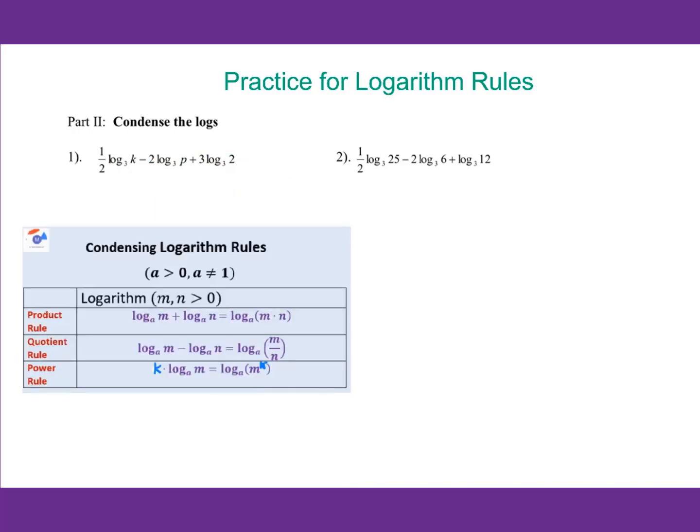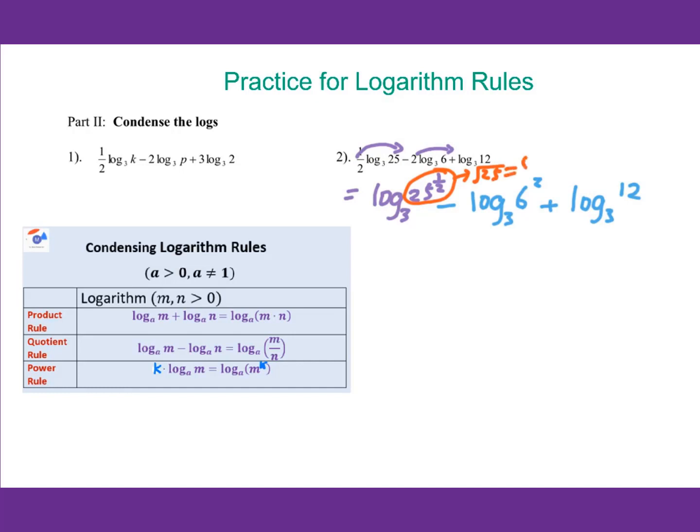Now let's go to number 2. Still, clear the number before the log. So we got log base 3 of 25 to the 1/2 power, minus log base 3 of 6 squared, plus log base 3 of 12. For 25 to the 1/2 power, that means square root of 25 equals 5.